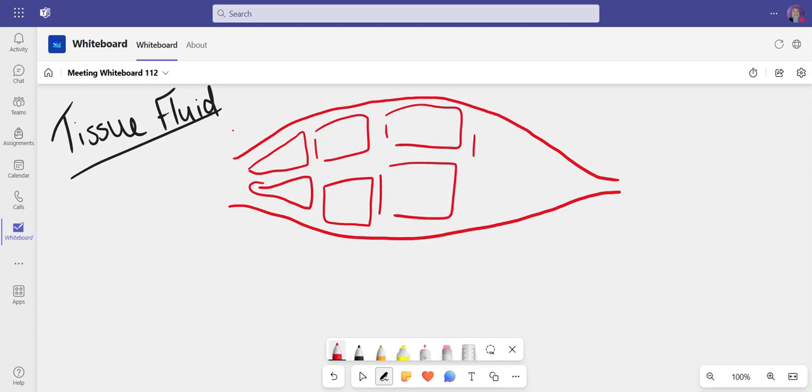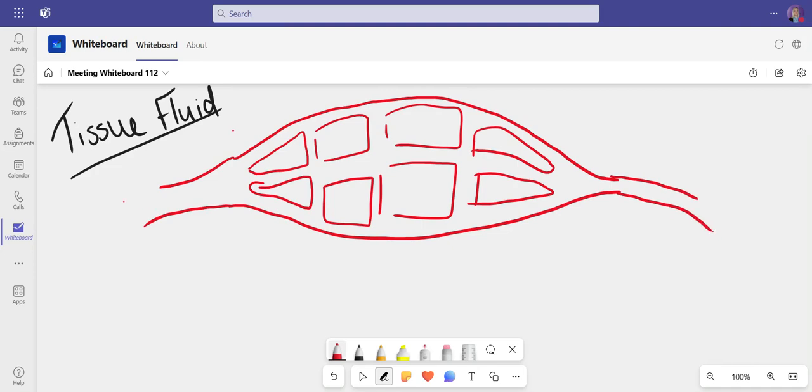So let's draw that out. The tube that the capillary network came from will be an arteriole, and the one it's going back to will be a venule. So we've got an arteriole here, then we've got a capillary here, then we've got a venule here, and our blood is going this way.